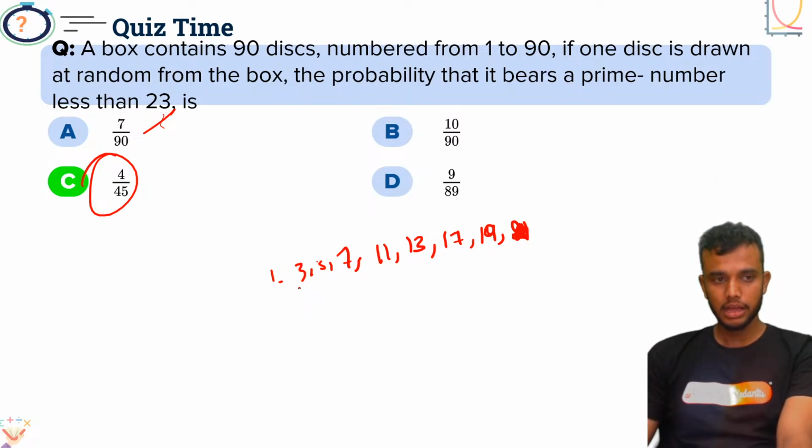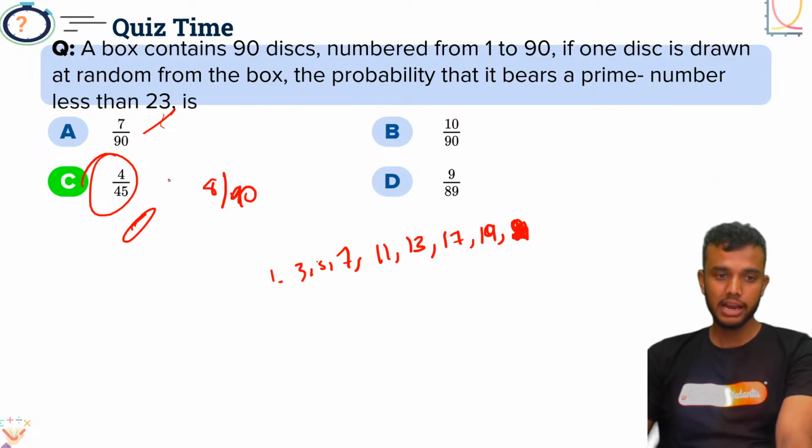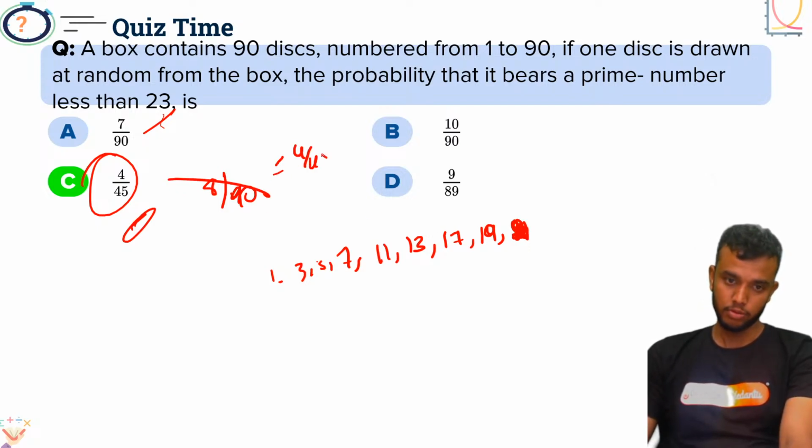Yes. 9 by 90 and 1 by... yes, 4 by 45 is obtained. Don't worry, students. 8 by 45 becomes 8 by 90. 1, 2, 3, 4, 5, 6, 7, 8. Yes, 8 is there. 8 by 90. Then 4 by 45 is obtained.